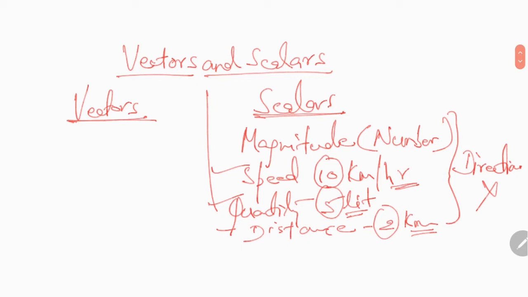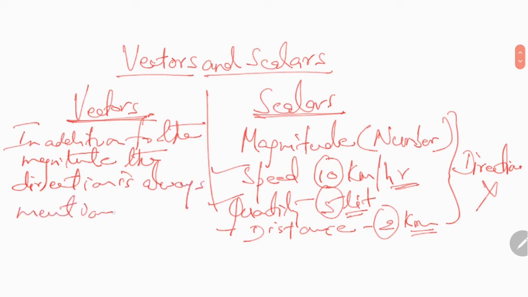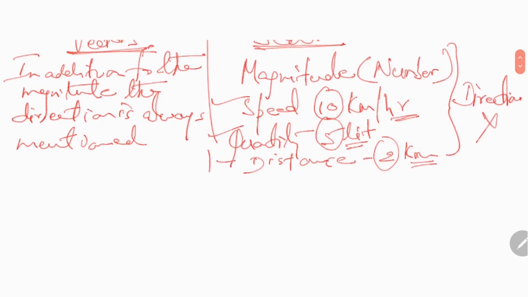Now, in a vector, in addition to the magnitude, the direction is always mentioned. Can you give me some examples? Let's understand this.